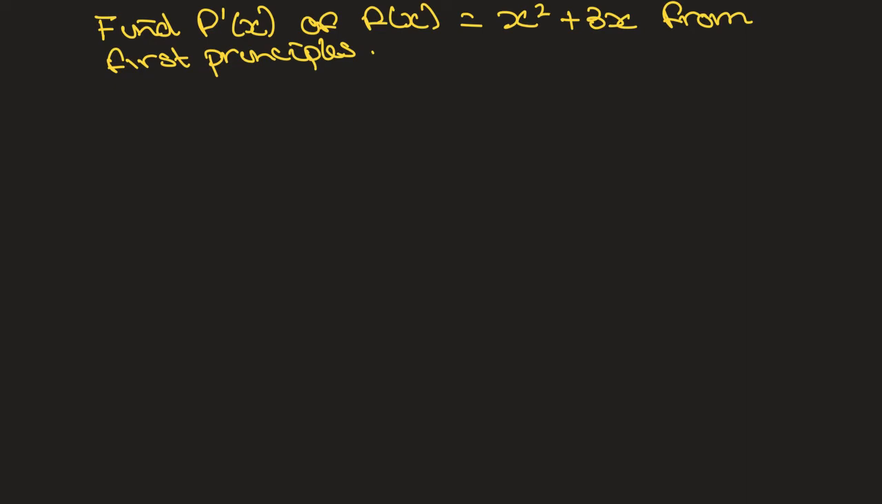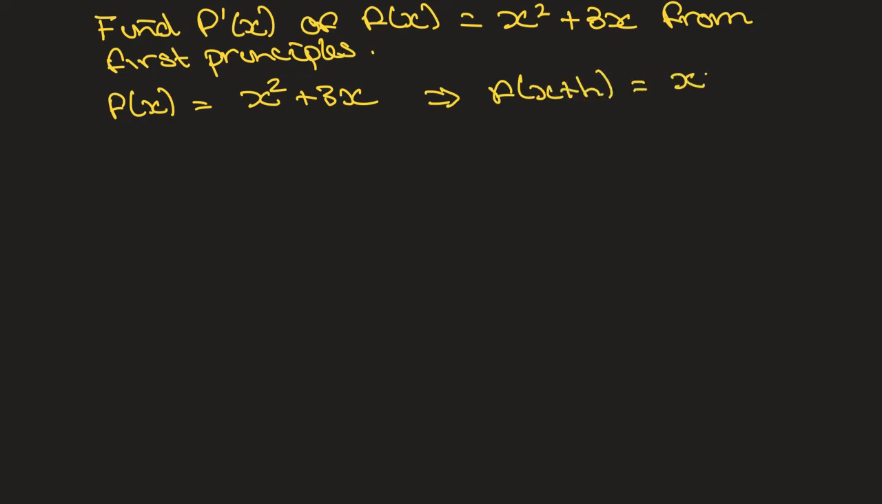Example, find f dash of x of f of x equals x squared plus 3x from first principles. So we know that f of x is equal to x squared plus 3x. Therefore, f of x plus h is equal to x plus h all squared plus 3 times x plus h.